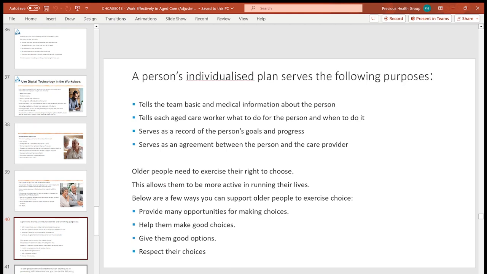An individual plan serves the following purposes. One, it tells the team basic and medical information about the person. It tells each aged care worker what to do for that particular person and when to do it. It also serves as a record of the person's goals and progress. It serves as an agreement between the person and the care provider, that is the organization we are working with most of the time.